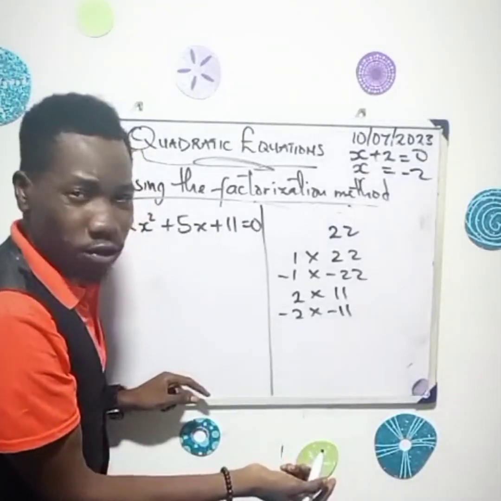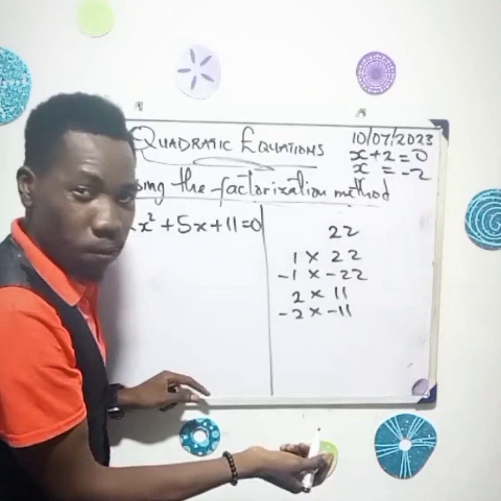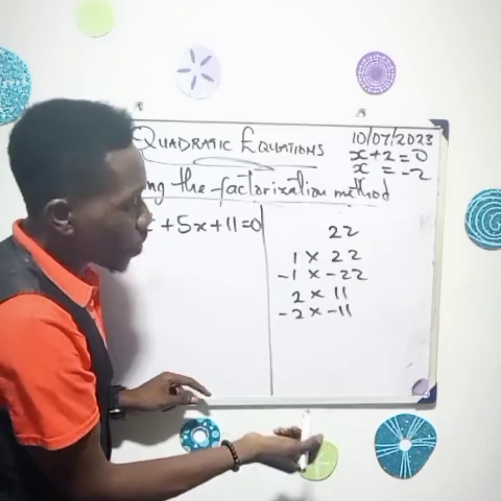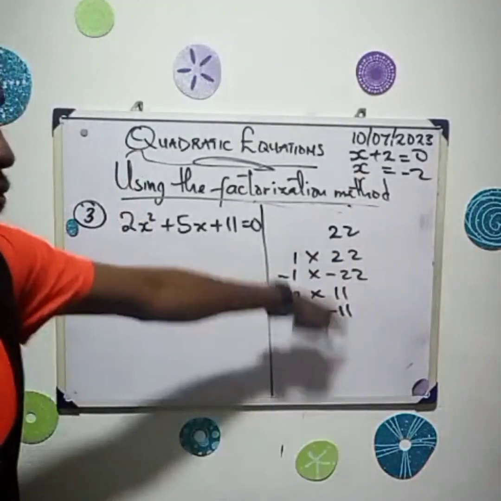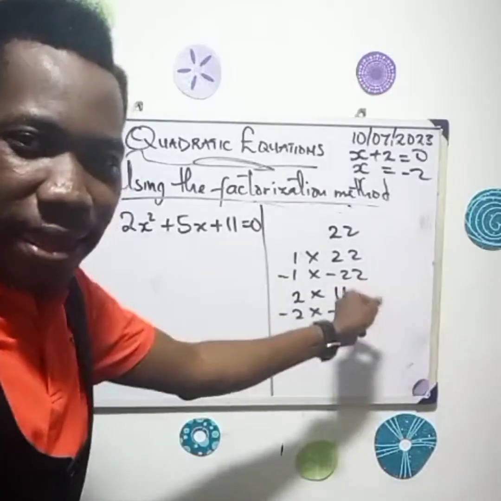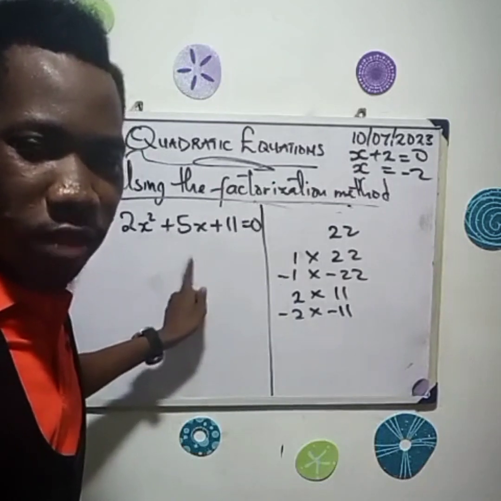Is 3 a factor of 22? No. Is 4 a factor of 22? No. 5? No. 6? 7? Any other factor? No. Now, among these 4 pairs of numbers, which of them will give me plus 5 when added up?